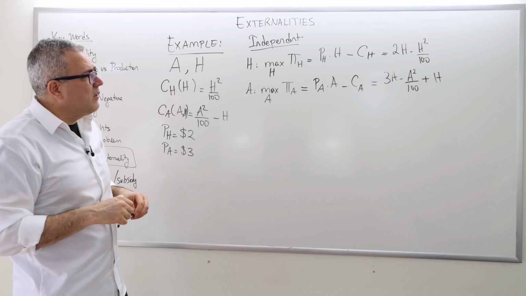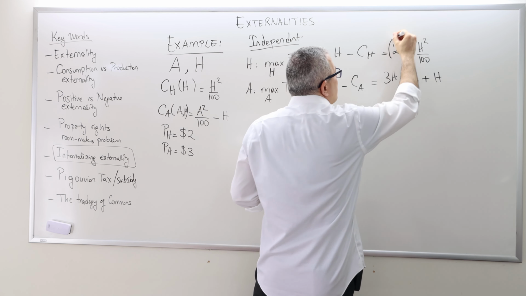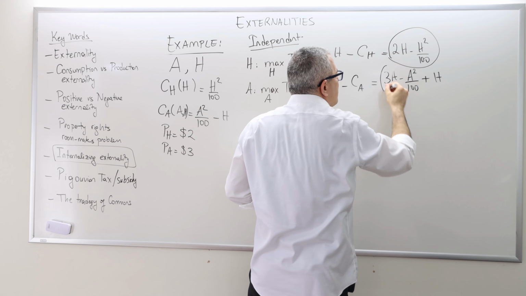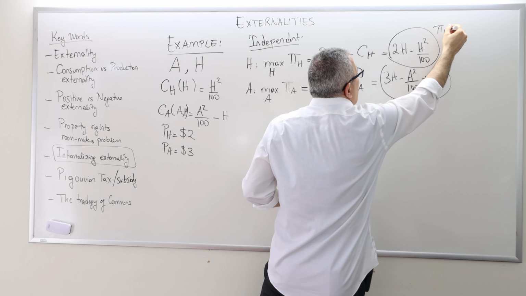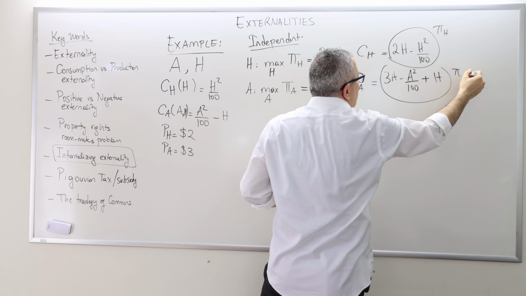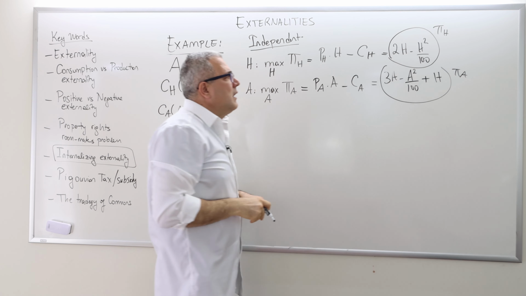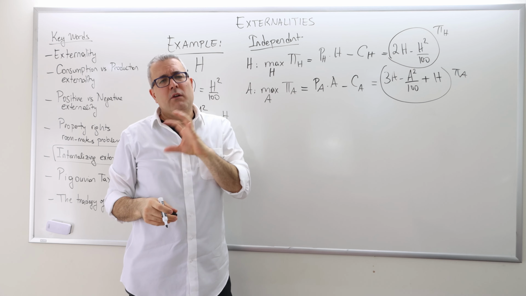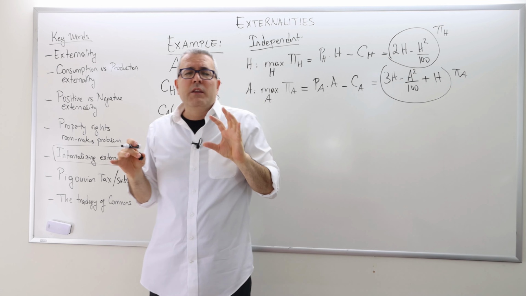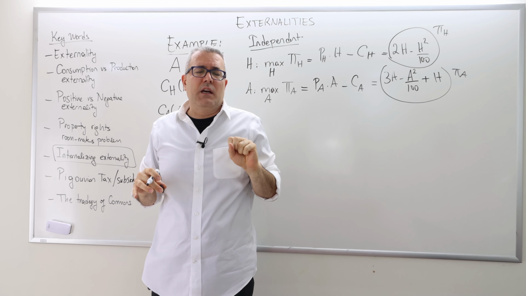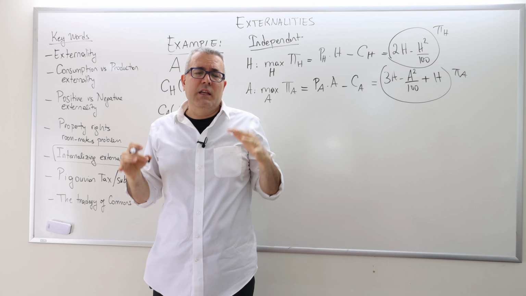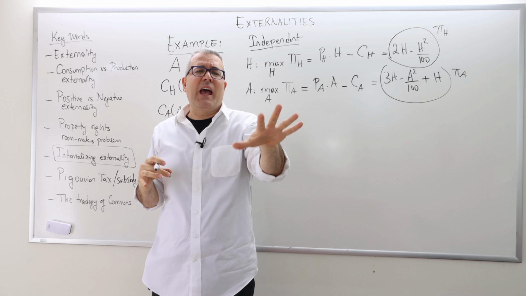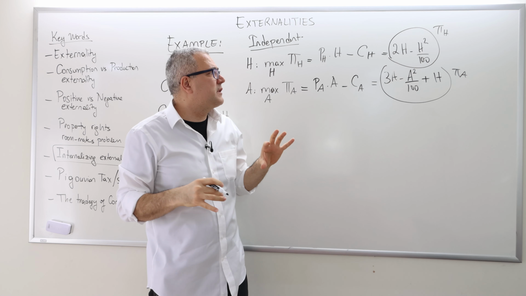So this is the profit function of the honey producer. This is pi honey, and pi apple. The honey producer's profit depends only on honey, so the apple orchard cannot influence its productivity. The apple orchard does not have any impact on the honey producer.